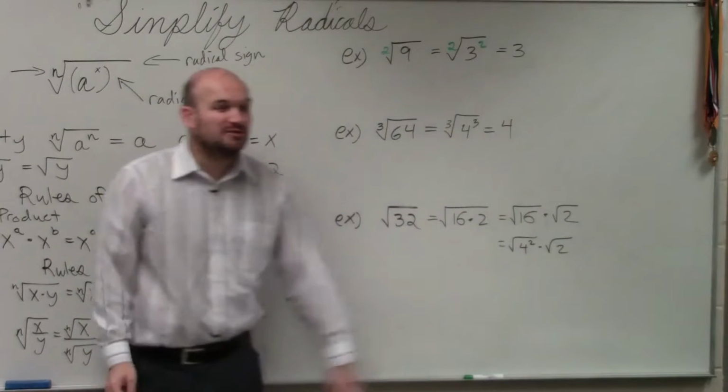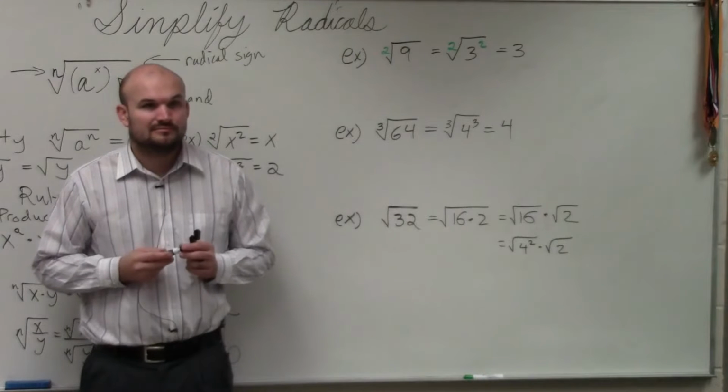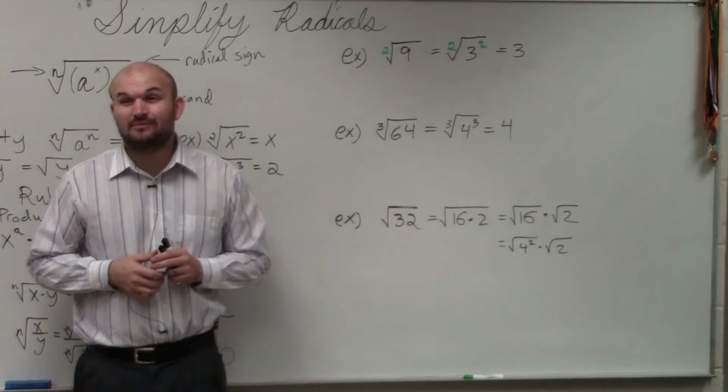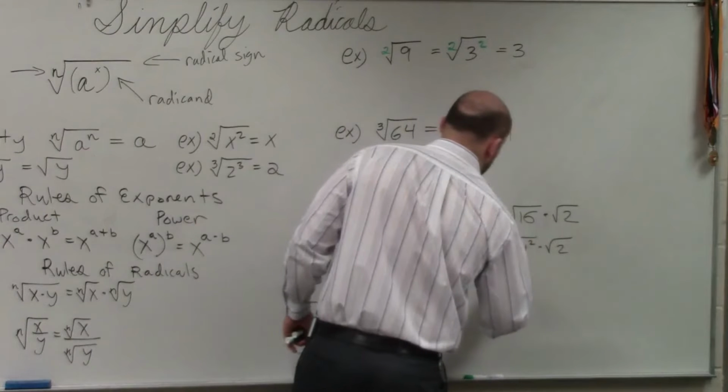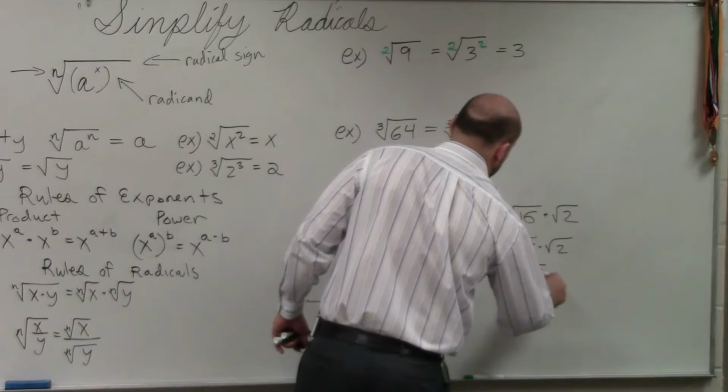However, can I rewrite 2 as a number squared? So guess what? I can't use the identity element on this. So guess what? It stays. So my final answer is 4 square root of 2.